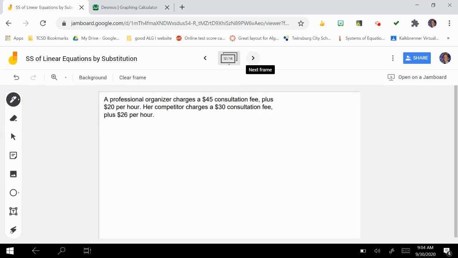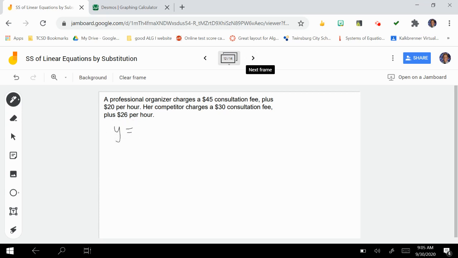Last problem. A professional organizer charges a $45 consultant fee plus $20 per hour. Her competitor charges a $30 consultant fee and $26 per hour. So what does this look like? We're getting pretty good at this.